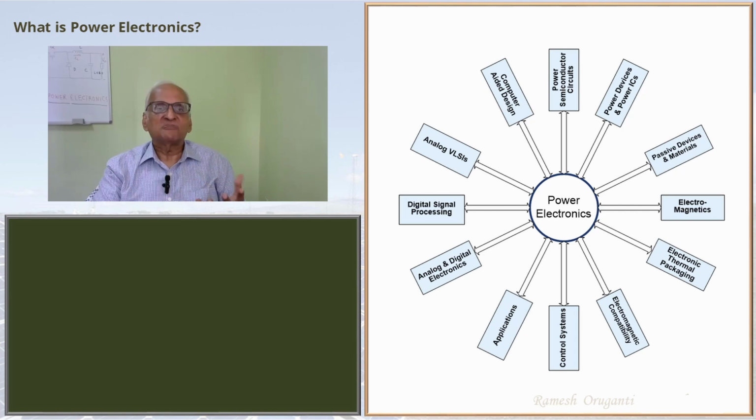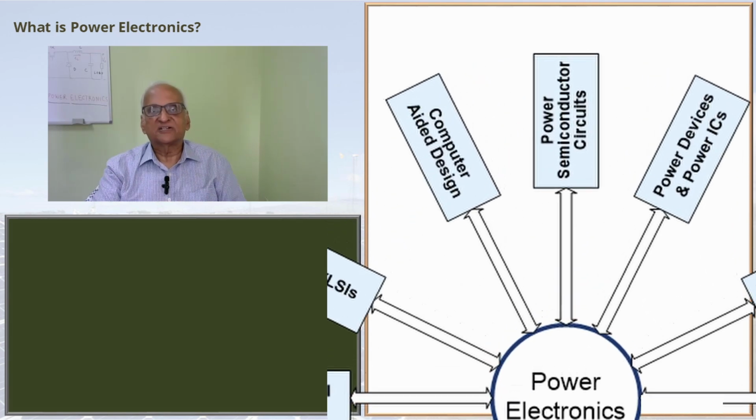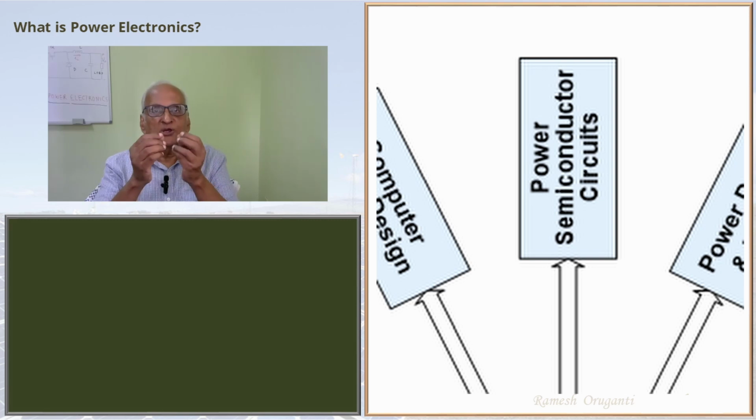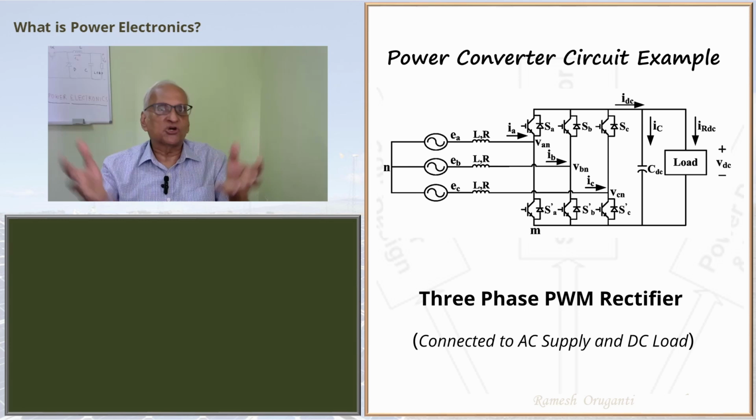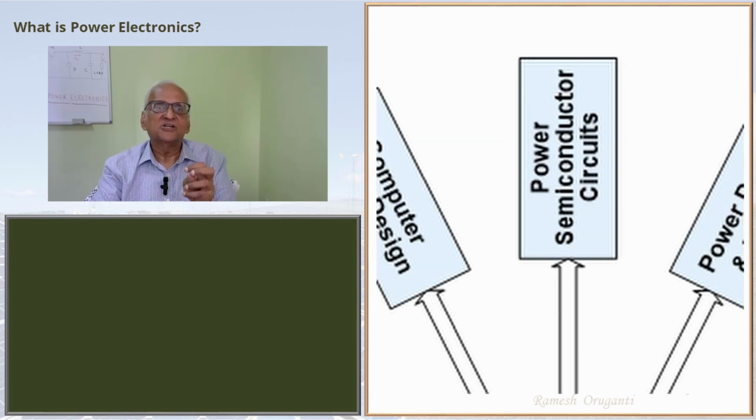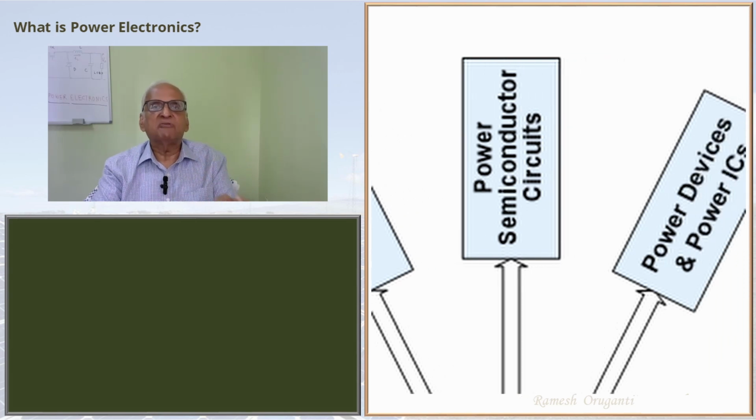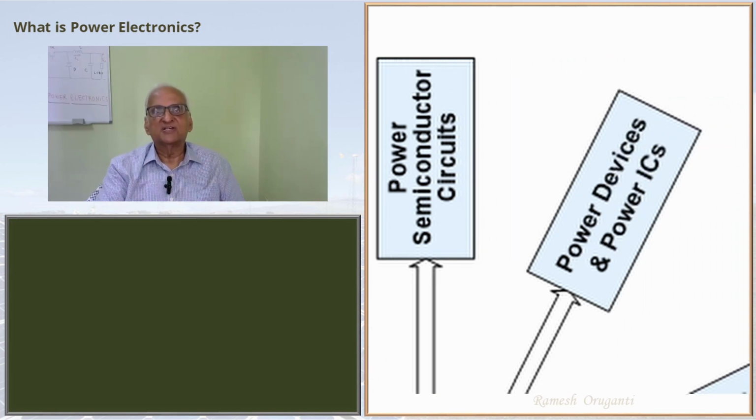The first among them, the foremost among them, is the power semiconductor circuits. These are the power converter circuits. These are the electronic circuits that process power that we talked about. This is the main thing. And in those power converter circuits, we have, as we have seen, power devices or power semiconductor devices. These are devices like transistors, diodes, etc., but designed to handle power, electrical power. So that is a key difference. They are not signal electronic or microelectronic devices.